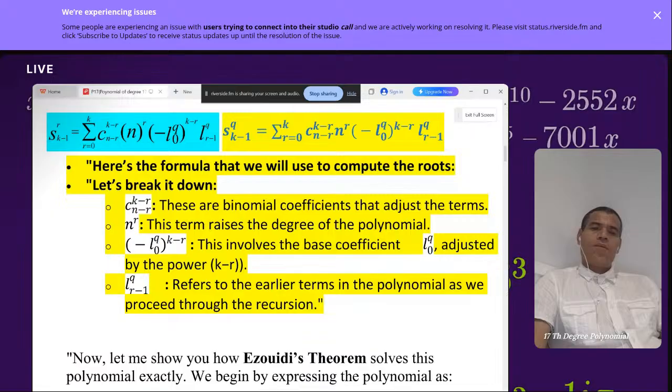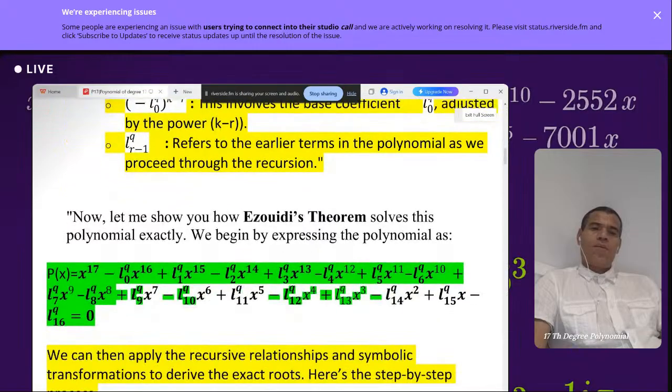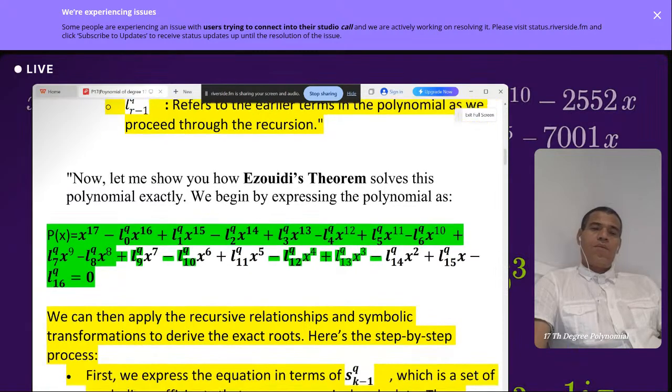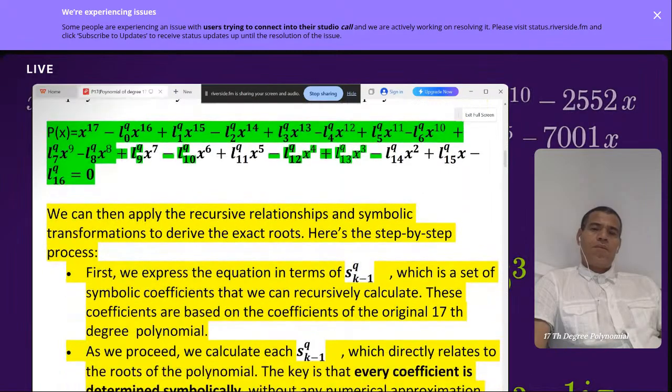An approximation might just not cut it. That really drives home the need for exactness. So if classical algebra via Abel says no general radical solution and numerical methods give approximations, what does Ezouidi's theorem actually do differently? How does it get around these established limits? That's the fascinating part, and it's detailed in our sources.